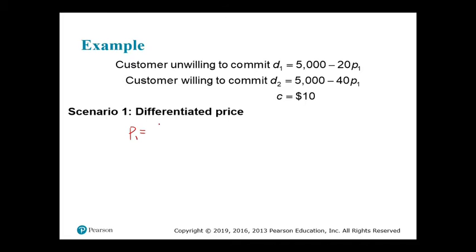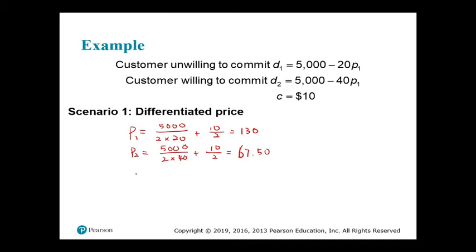So P1 would be 5,000 divided by 2 times 20 plus 10 divided by 2, equal to 130. And P2 would be, divided by 2 times 40, so 67.50. We can see for the price sensitive segments we charge a lower price.